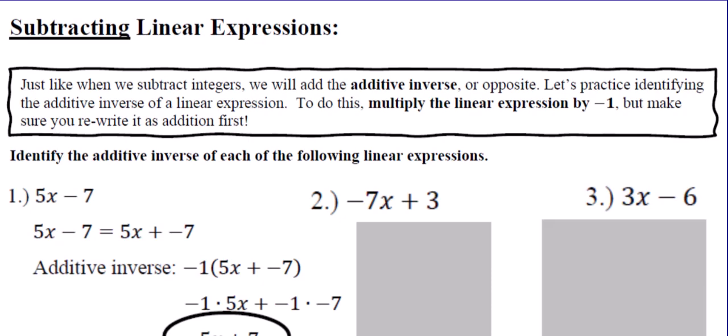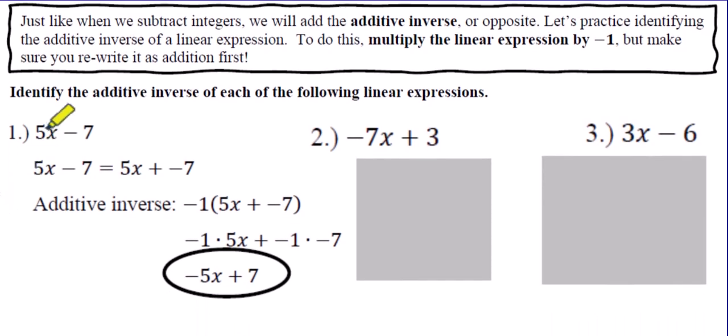To do this, you're basically going to multiply the linear expression by -1, but make sure you rewrite it as addition first. I think that does help. So if we consider the expression 5x minus 7, I started by rewriting it as 5x plus -7. Now in order to write the additive inverse, I multiplied this by -1, and it's like using the distributive property.